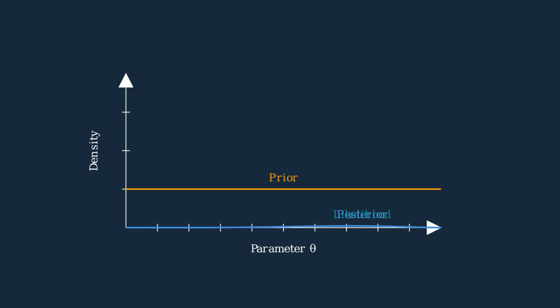It represents our updated beliefs after observing the data. Notice how our belief has shifted and become more concentrated based on the evidence. The posterior peaks at the value most supported by the data.